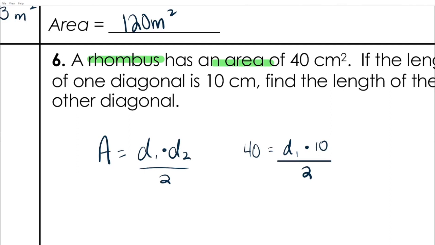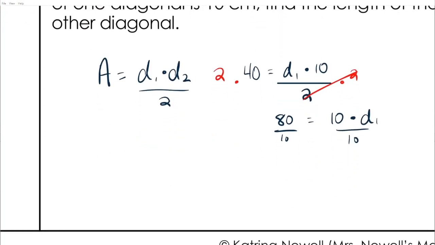Okay. We need to clear that denominator on the right side so we can either cross multiply, or what you guys like to do is multiply both sides by 2. You're doing the same thing. Multiplying both sides by 2 cancels out that 2 on the right, leaving me with 80 equals 10 times diagonal 1. And our last step is divide by 10. So diagonal 1 is 8.